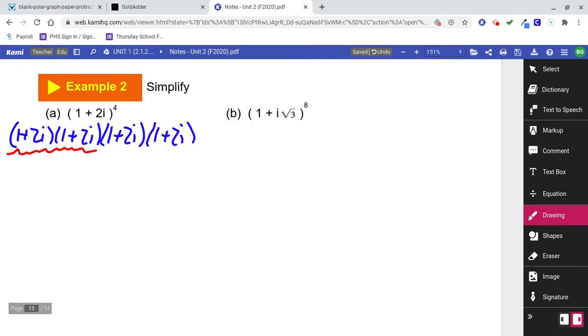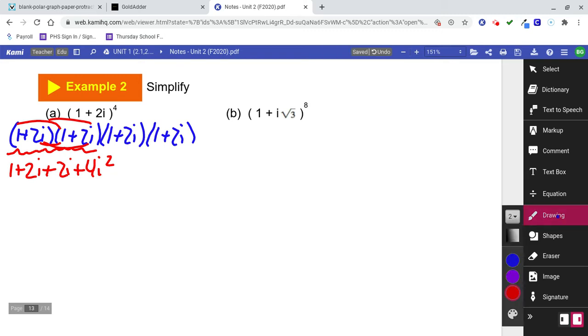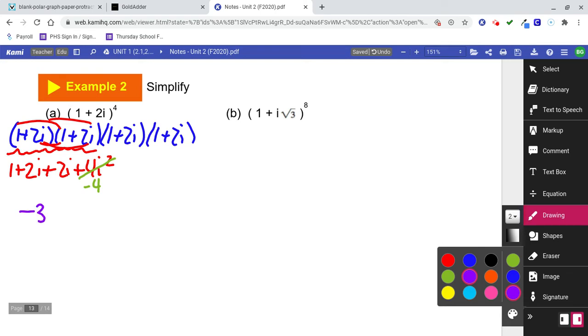Let's look at 2 of them at a time. So if we look at these 2 and distribute, FOIL, whatever you want to call it, 1 times 1, 1 times 2i, 2i times 1, 2i times 2i. We get that. 4i squared. Remember, i squared is negative 1, so 4i squared is negative 4. And we can clean that thing up. 1 minus 4 is negative 3. 2i plus 2i is plus 4i.